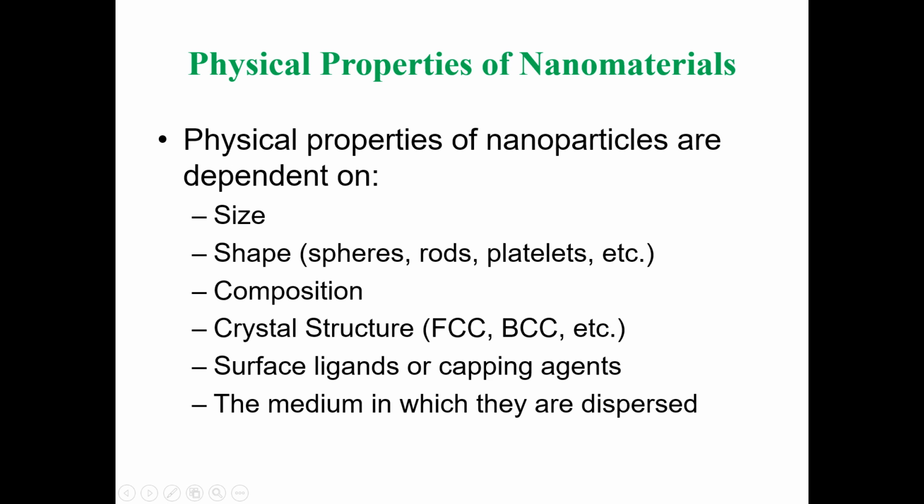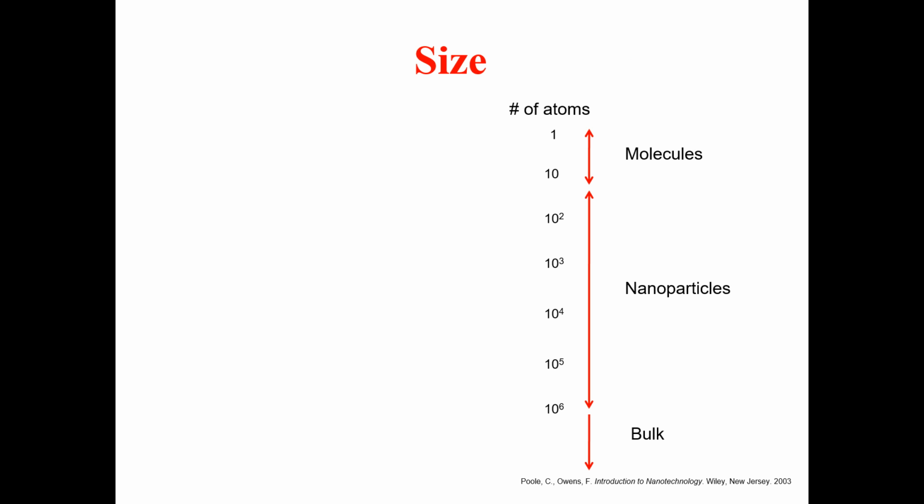So these are the phenomena on which the physical property depends, with the reduction of size from bulk to nano. That is size, shape, composition, crystal structure, surface ligands or capping agents, and the medium in which they are dispersed. All these are basically the factors which alter or change the physical property at the nanoscale. We will try to explain each factor one by one. At first we will start with the size.